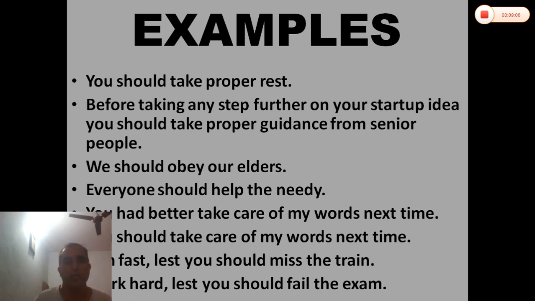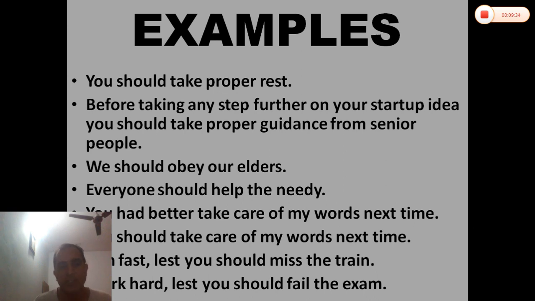Examples: you should take proper rest. It's advice. Before taking any step further on your startup idea, you should take proper guidance from senior people. Counsel: we should obey our elders. Moral duty. Everyone should help the needy. Unpaid duty, moral duty. You had better take care of my words next time. Then had better can be replaced with should. You should take care of my words next time.